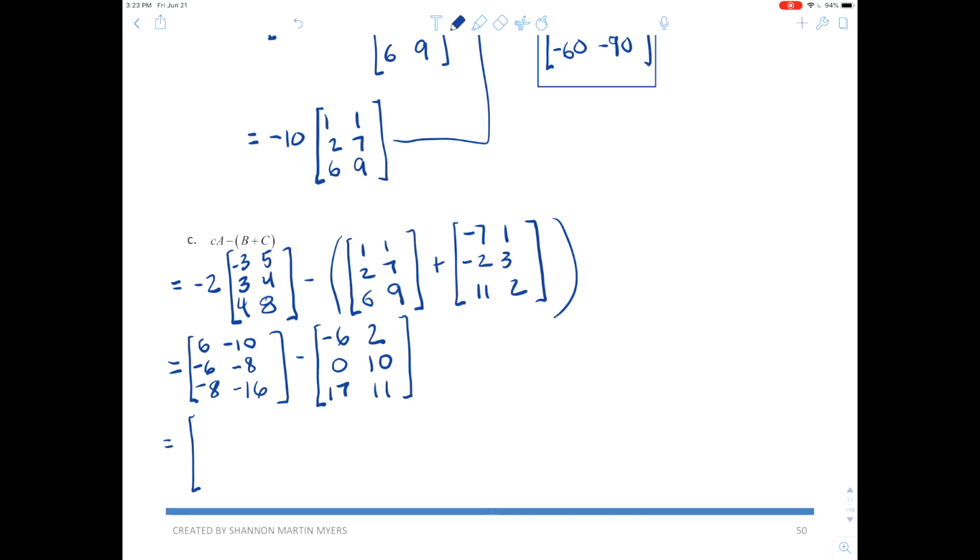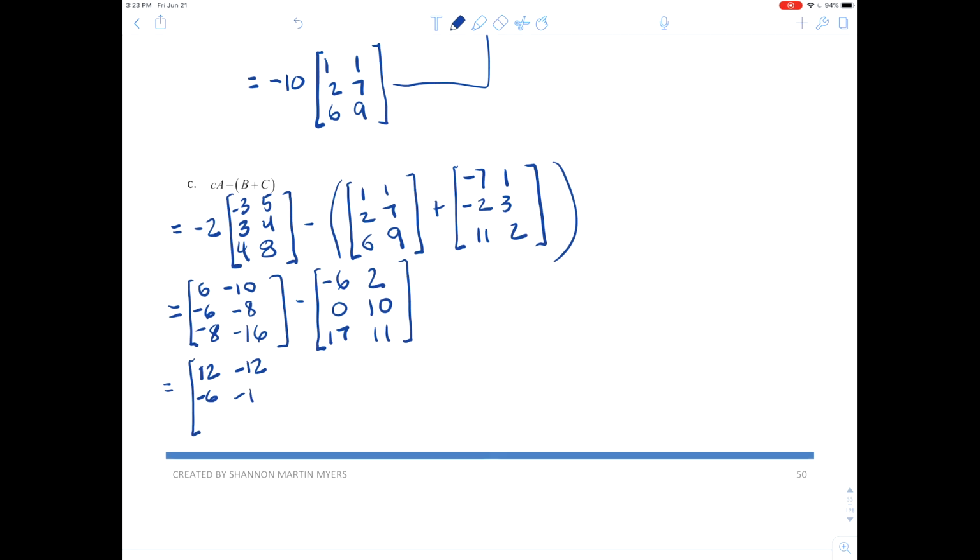Remember, it's like adding the opposite, right? So you'll end up with 12. -10 minus 2 is going to be -12, -6, -18, -8 minus 17 is going to give us -25, and then -16 minus 11 will give us -27.